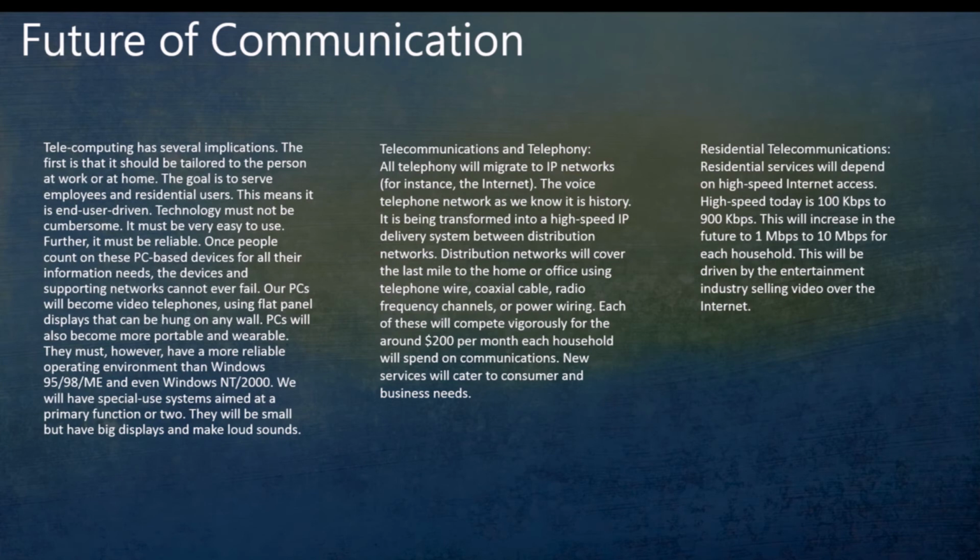And the last one, residential telecommunications. Residential services will depend on high-speed internet access. High speed today is 100 kilobytes to 900 kilobytes.